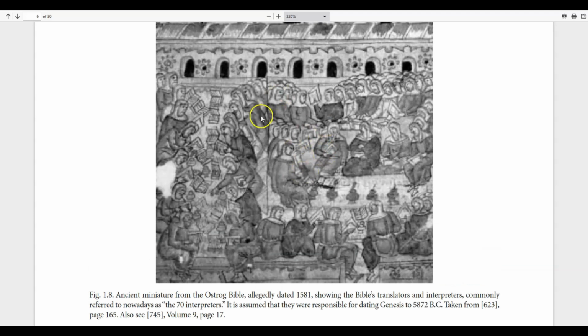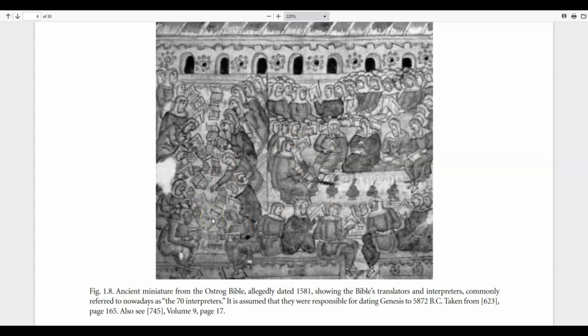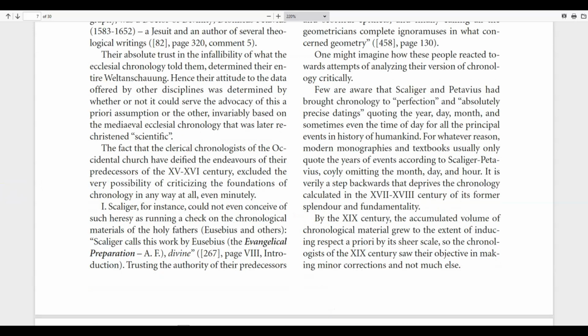How's that story? Just people, with a script that they want to put out there, an agenda, deciding when the world started, and from that date they then write the history up to the point that they are. This is craziness. Their absolute trust in the infallibility of what the ecclesial chronology told them determined their entire Weltschätzung, or whatever that is. Hence their attitude to the data offered by other disciplines was determined by whether or not it could serve the advocacy of this a priori assumption or the other, invariably based on the medieval ecclesial chronology that was later rechristened scientific.